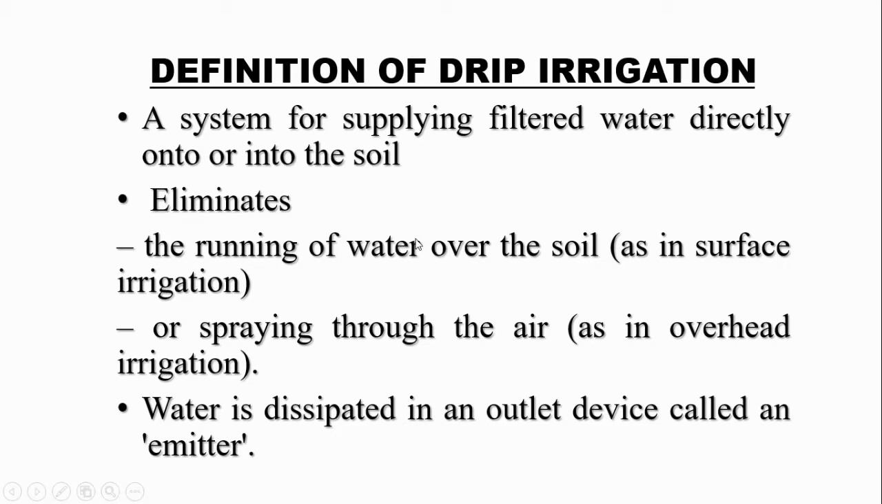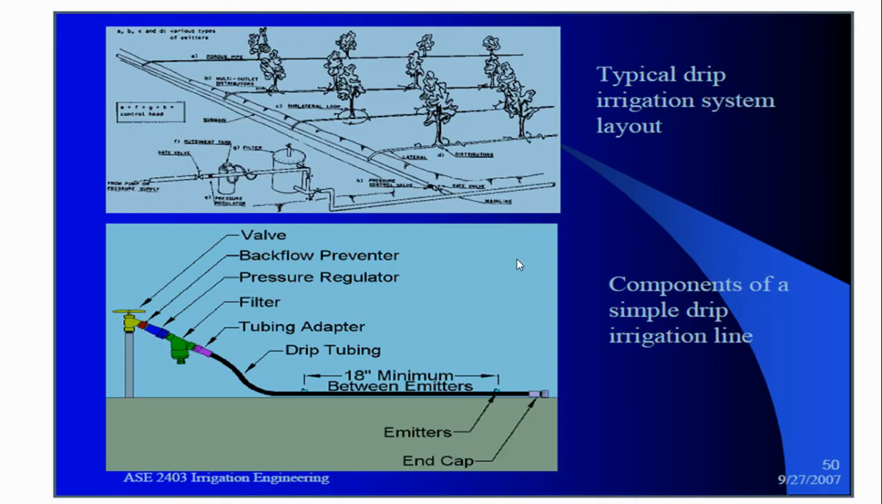So, for definition of a drip irrigation system, this is a system of supplying filtered water directly onto or into the soil, and it eliminates the running of water over the soil or spraying through the air. In this method, water is dissipated in an outlet device called an emitter. So the diagram below shows components of a simple drip irrigation system.